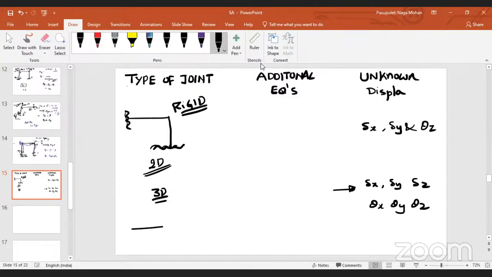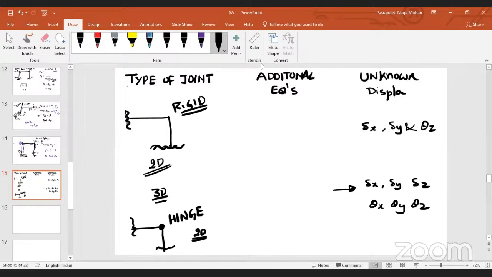Now, what if there is a hinge joint or pin connection? What is the property of the hinge? There is zero moment. Moments are zero, right?